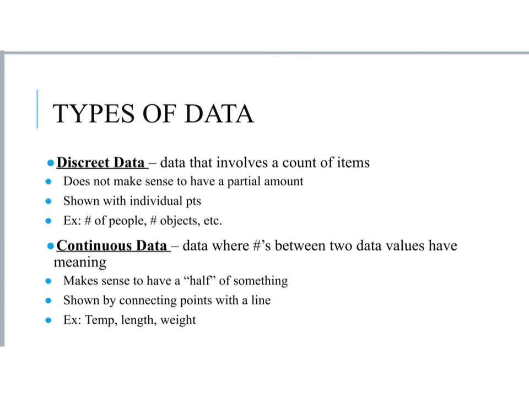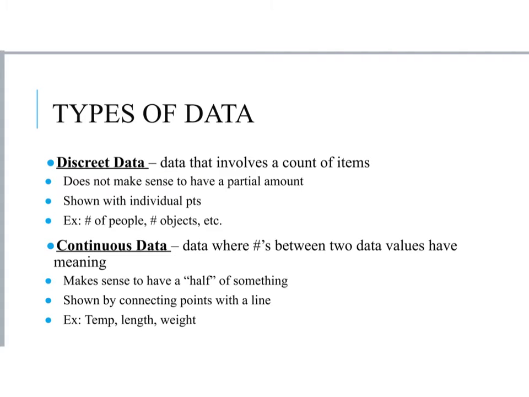So this is going to bring us to the topic of discrete data versus continuous. Discrete data, which we just saw, is data that involves a count of items. What that means is it doesn't make sense to have a partial amount, which we just mentioned, and it's shown with individual points, like what we just saw in that last slide.